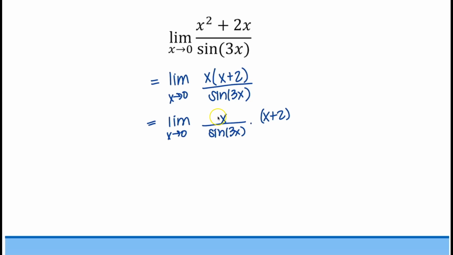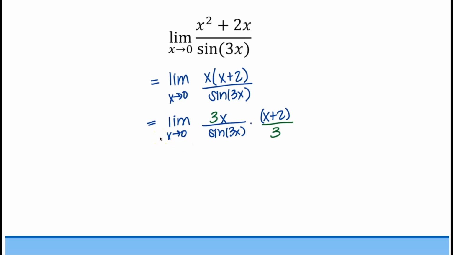And so I really want a 3 right here next to the x, so let's go ahead and put it there. But if I put a 3 in the numerator, I also have to put a 3 in the denominator. I'm going to choose to put it over here in the denominator of x plus 2. Okay, so now my limit laws tell me that I can go ahead and split this up into two limits.